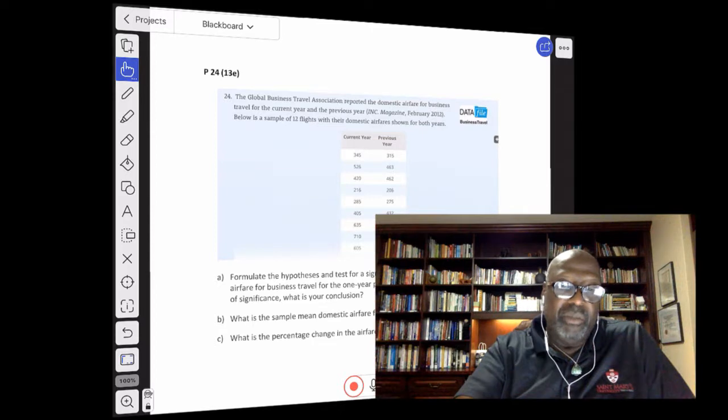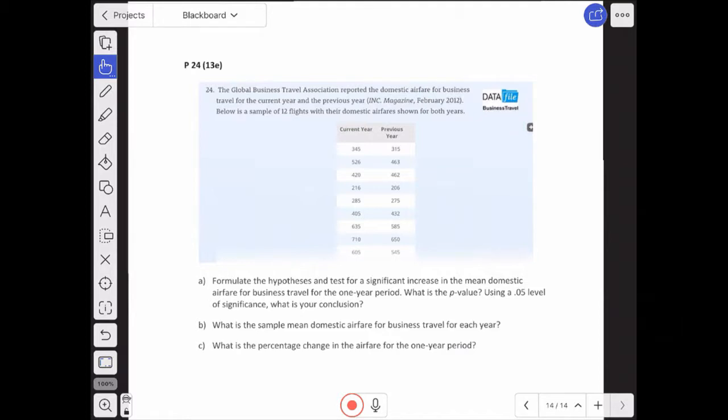So let me just change my screen here so you can see the complete question. Formulate the hypotheses and test for a significant increase in the mean domestic airfare for business travel for the 1 year period. So essentially, just to put it in simpler language, is there evidence that the mean business fare has gone up, right? Has increased. So they ask you to test whether or not it has increased, and we're told to use a 5% level of significance. They want us to find the p-value, etc. What is our conclusion? AKA do a hypothesis test, all right? So let's actually set that up.